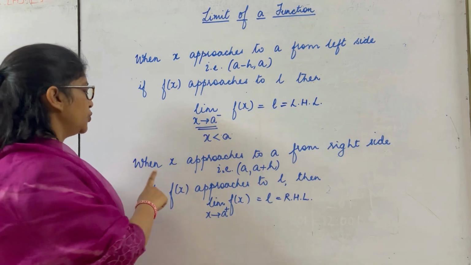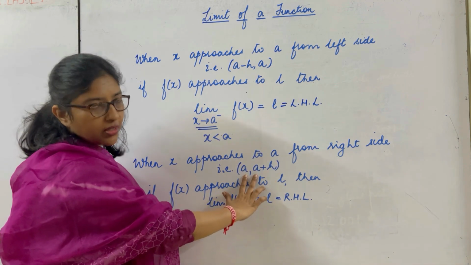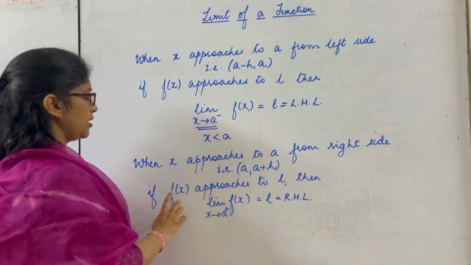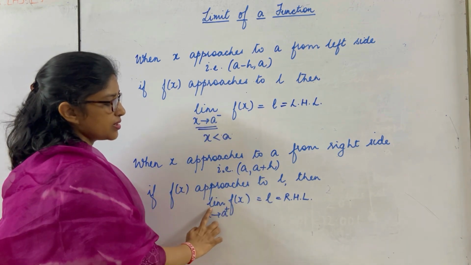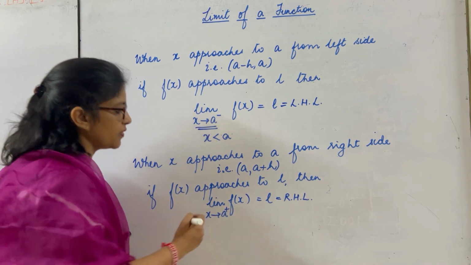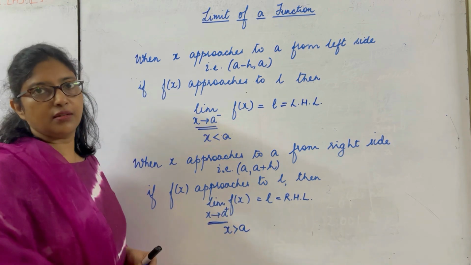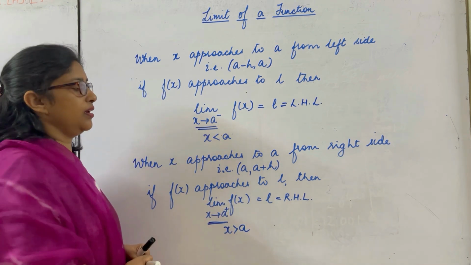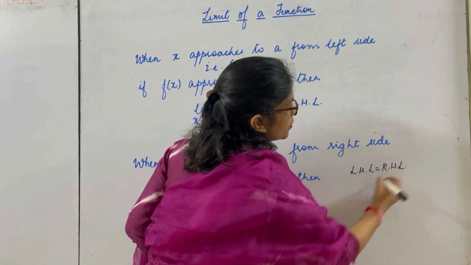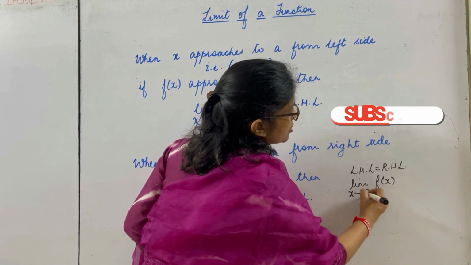In the same way, we can find the right hand limit. By right hand limit, we mean that x approaches a from the right side, that is values bigger than a. If f(x) approaches L, we say that limit of f(x) when x tends to a plus is L, which means values of x are greater than a. And if both of these are same, that is when LHL is equal to RHL, we say limit of f(x) for x tends to a is L.